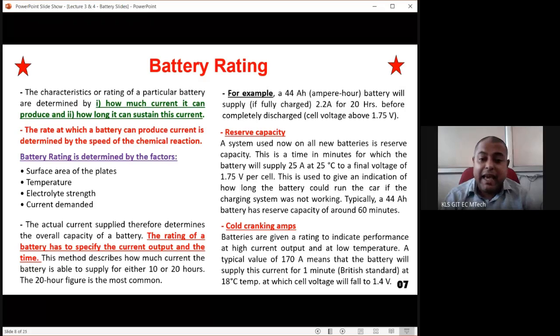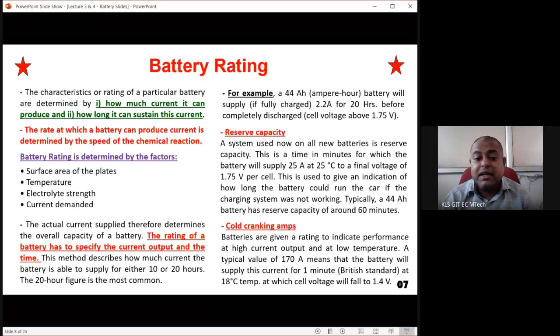Cold cranking amp is called CCA. Batteries are given a rating to indicate performance at very high current output and a very low temperature. So at the lowest temperature, how much maximum current it can supply, that is what cold cranking ampere tells us. A typical value of 170 ampere means that the battery will supply a current of 170 ampere for 1 minute, and it will get discharged to 1.75 volt.